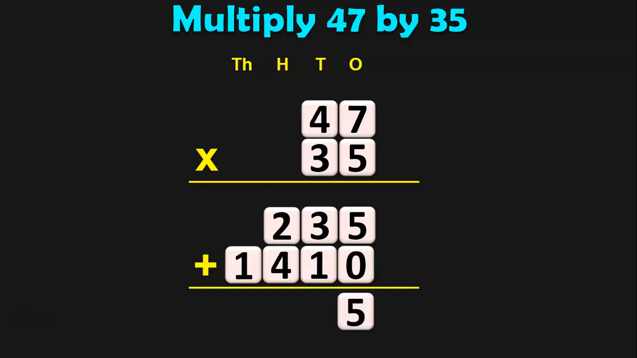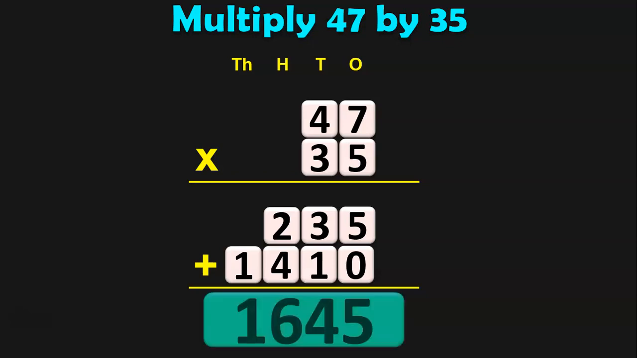5 plus 0 is 5. 3 plus 1 is 4, 2 plus 4 is 6 and 1 in the thousands place can be taken and written down just like that. So the answer is 1645. So when you multiply 47 by 35, you're getting the answer to be 1645. The next sum that we are going to see is multiply 28 by 54.